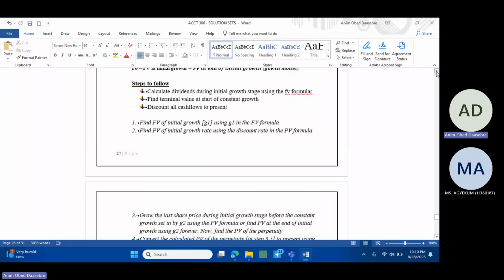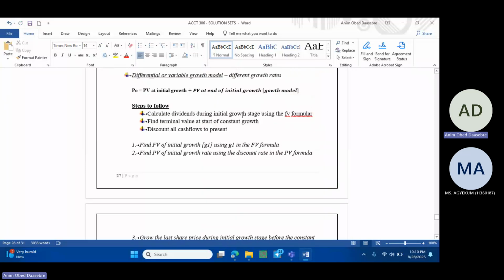Yeah, so steps to follow. Calculate dividend during initial growth using the future value formula. Find the terminal value at the start of constant growth. So the constant growth is the what? The g3, the g2. And that one will grow forever, constantly. Right. So you need to find a terminal value at the start of the constant growth.